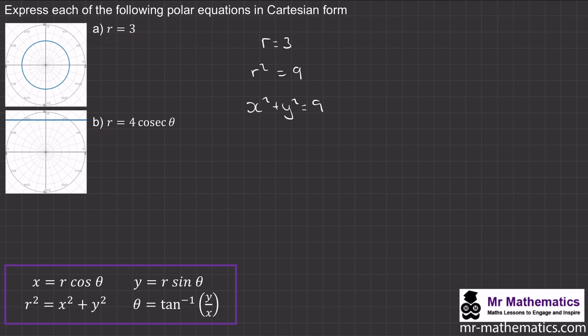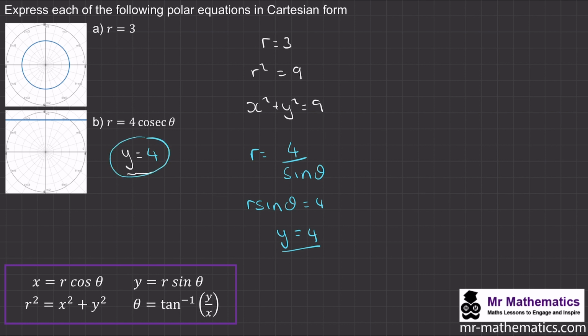Okay, so for example B, we've been told that r is equal to 4 cosec theta, and it is represented by a horizontal line on our polar grid. So you'd expect the Cartesian equation to be equivalent to y is equal to something. So we know we can write cosec theta as 1 over sine theta. So r will be equal to 4 over sine theta. So we get r sine theta is equal to 4, and we're told that r sine theta is equal to y. So we can replace this with y, so therefore y is equal to 4, which is what we thought it would look like. Okay?